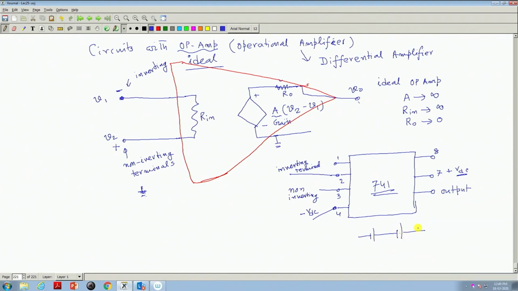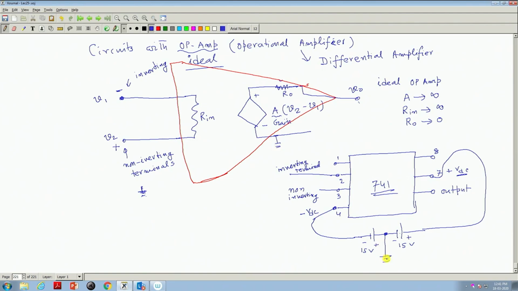Suppose a 15 volt supply is necessary. Then what you do, this 15 volt minus you connect it here, and plus 15 volt you connect it there, and this point is the ground point. There is no ground point within the chip. With respect to this ground point is what I am telling.